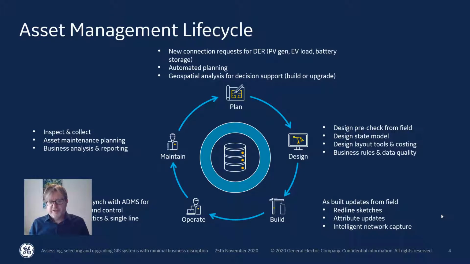Going to the build phase, here we've got people actually extending the network and recording it. Increasingly, that's gone from red line sketches to red line and attribute updates, or black lining in some regions they call that. And really now we're at the point there's some intelligent network capture. So the devices that people have actually have an extension of that system of record available to them so they can capture that information and bring it back and ingest it in the GIS. So that's a big area of improvement, actually.